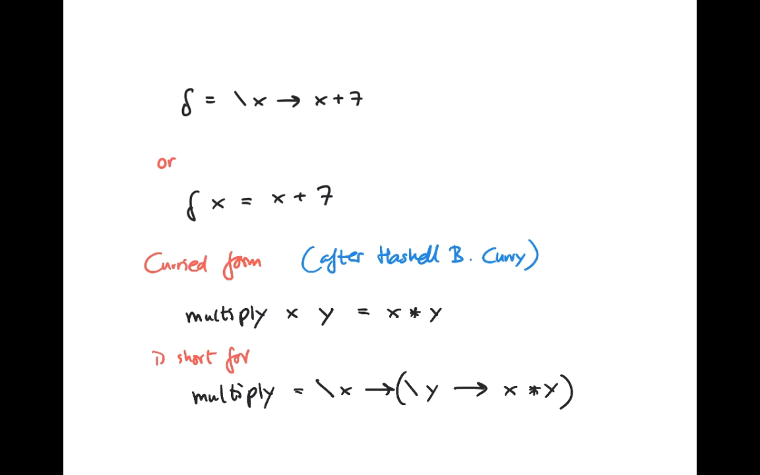This is a higher order function, and it's a higher order function because the body of this function is itself a function. So if we apply multiply to one argument, we would get a function back, and we can do that, of course.